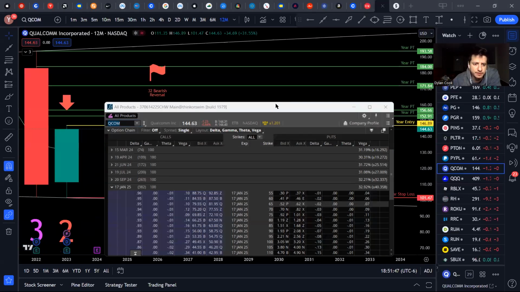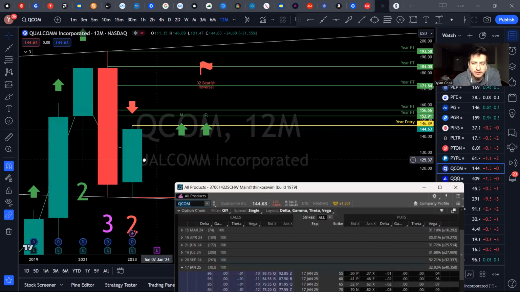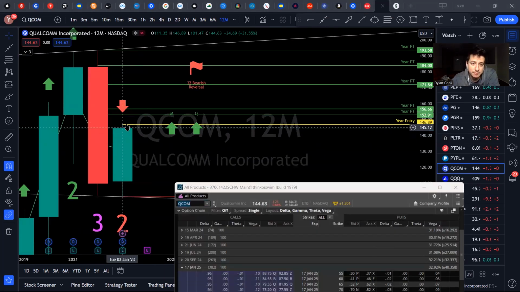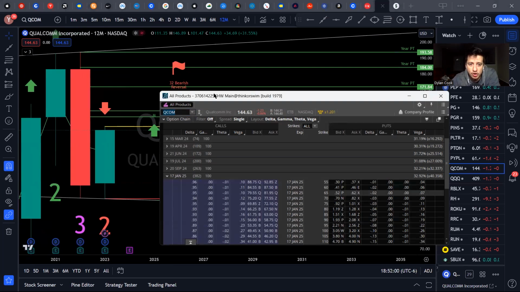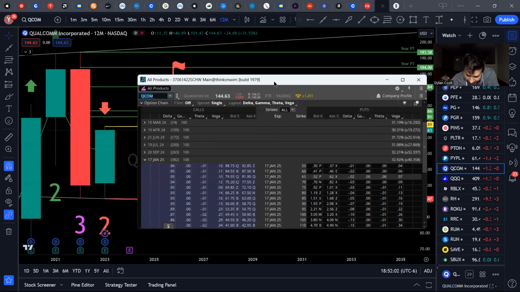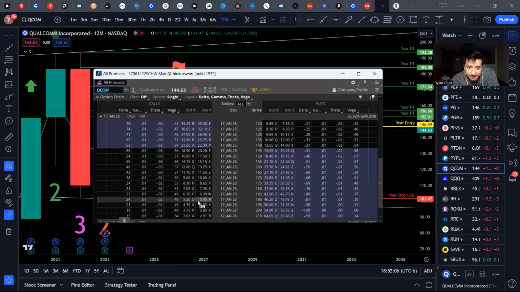QCOM. All right, so QCOM classic 3 turned into a failed 2. Rev strat, we're looking at a potential breaking of the 2 coming and testing at the top of that broadening formation that this 3 did create on the yearly time frame. Now QCOM, I'm suggesting the 190 right in here. Spreads 25 cents. I'm not worried about it. I'm not worried about it on something like this.